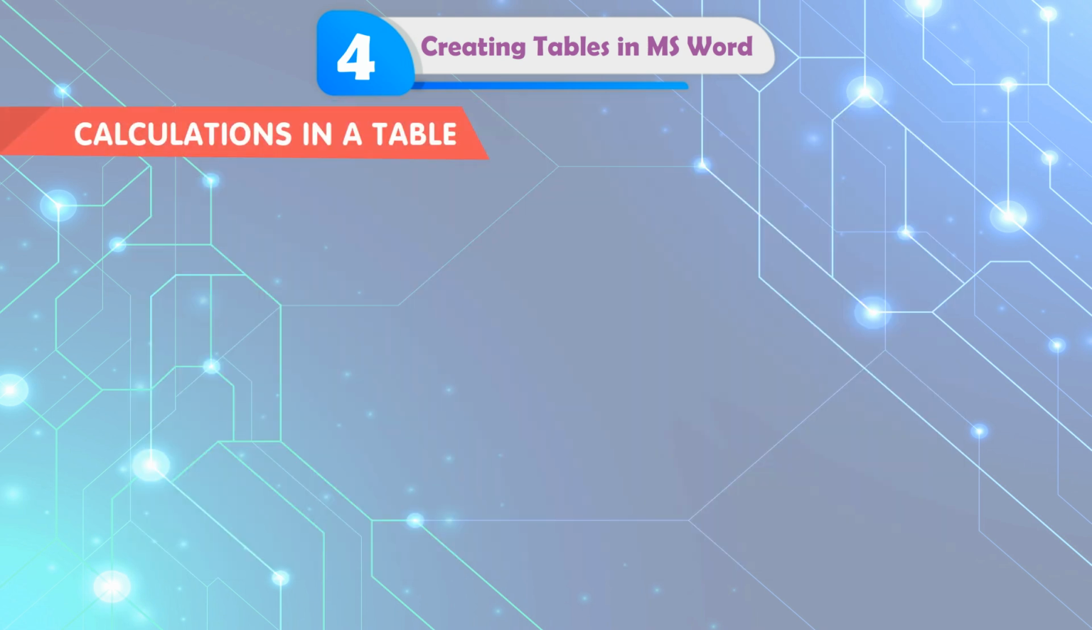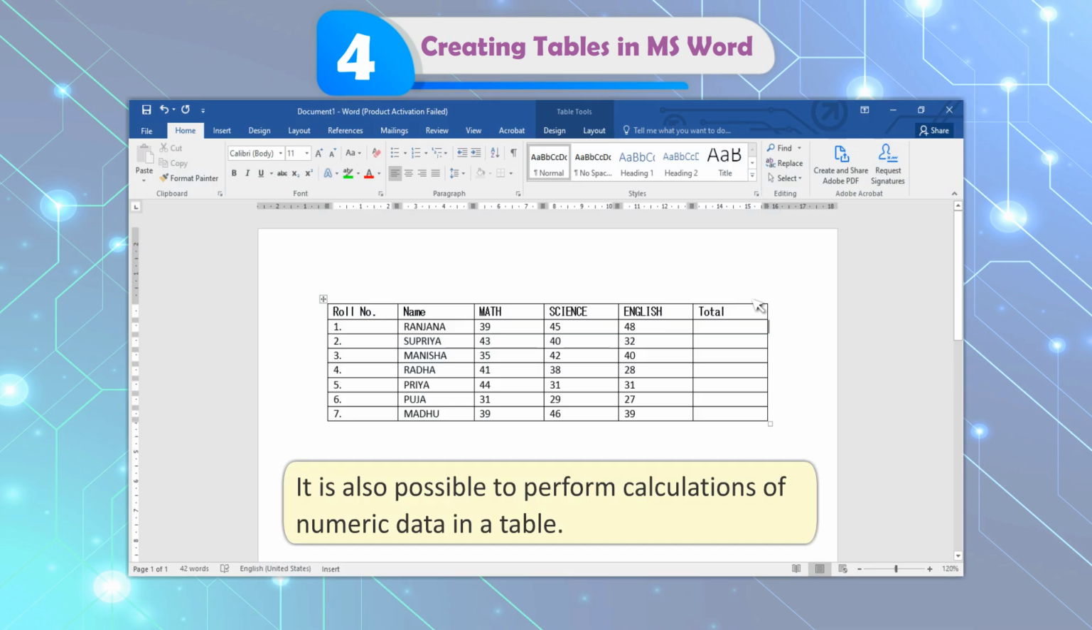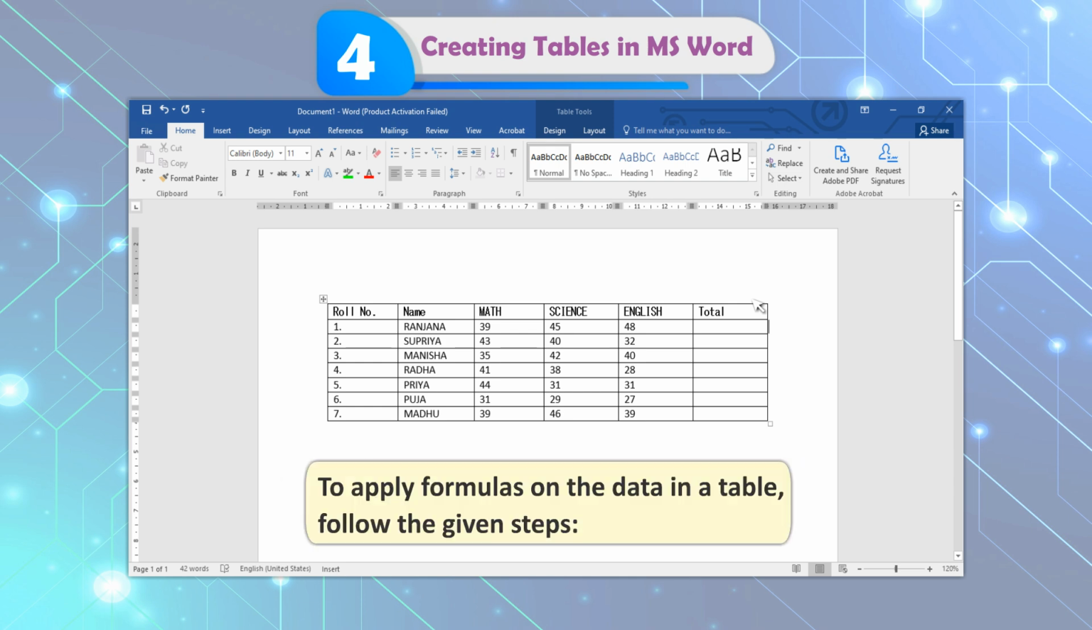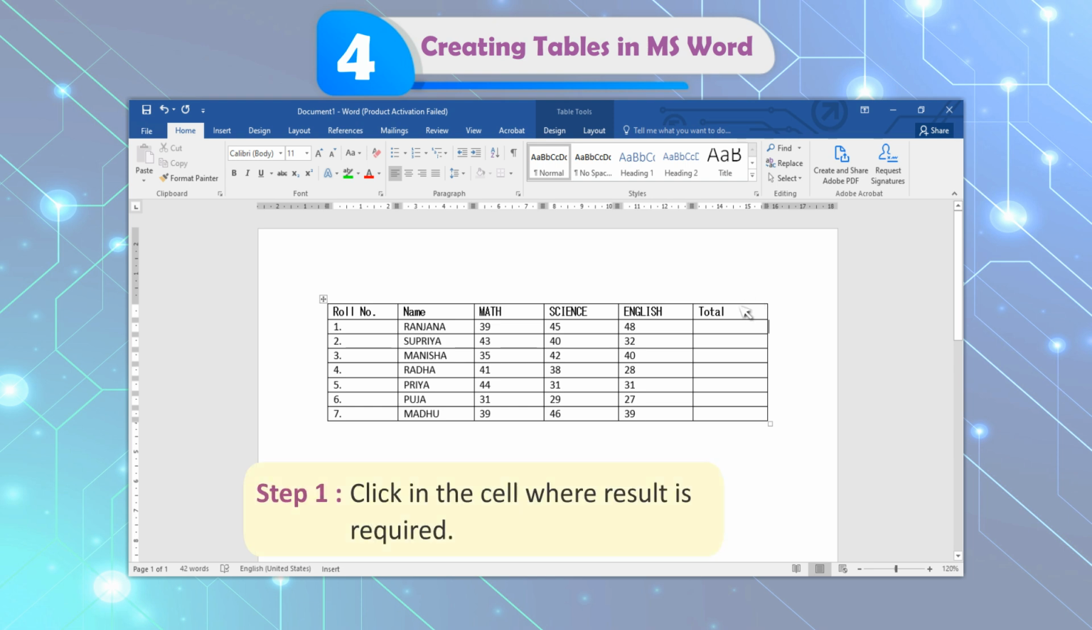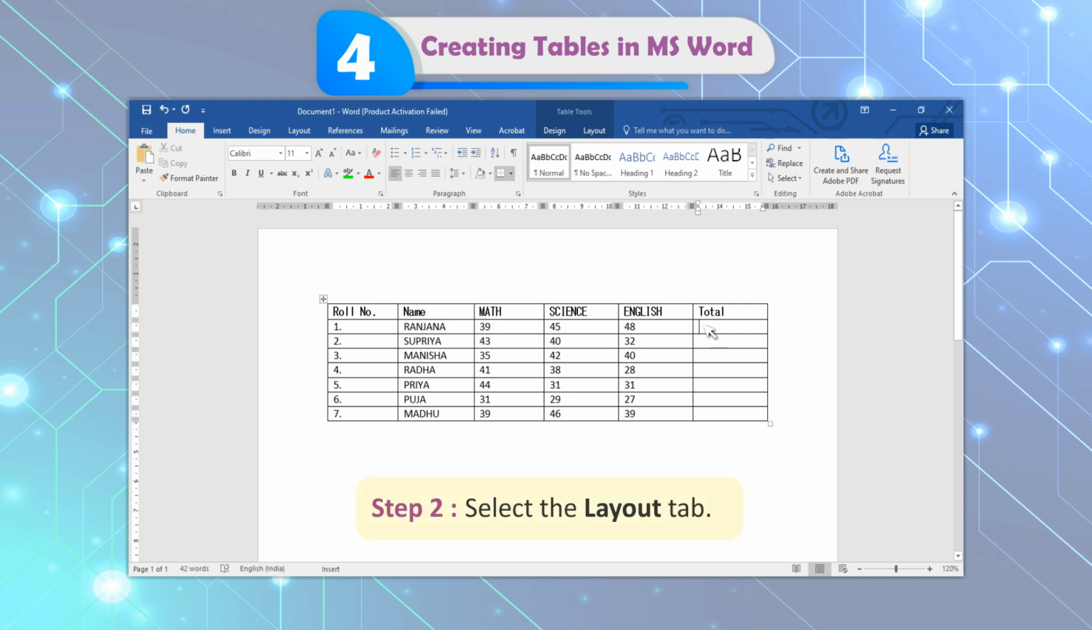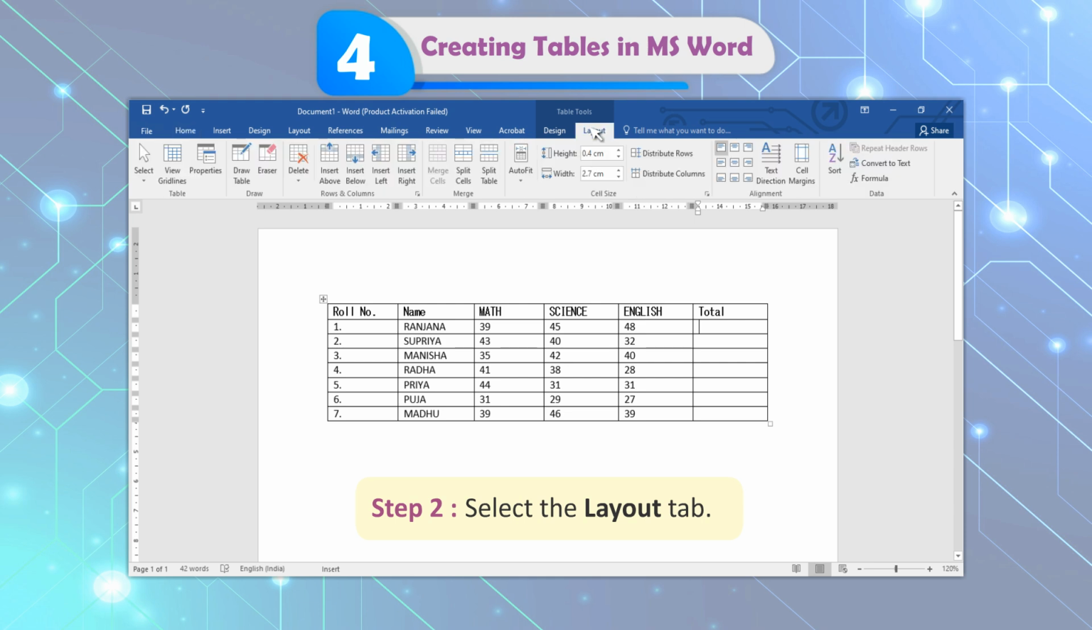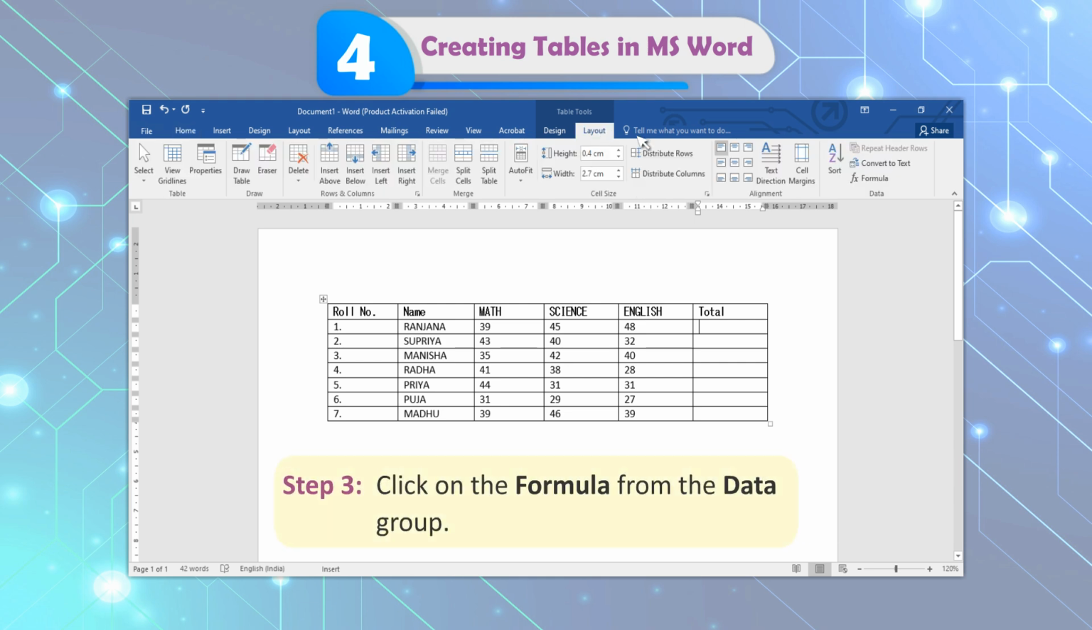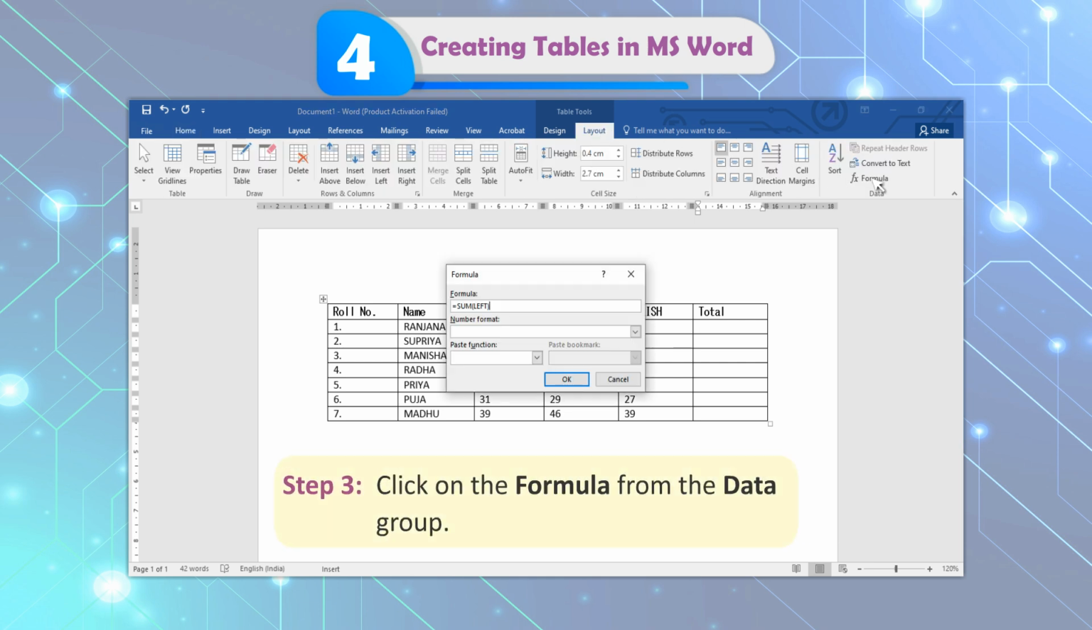Calculations in a table. It is also possible to perform calculations of numeric data in a table. To apply formulas on the data in a table, follow the given steps. Step 1. Click in the cell where result is required. Step 2. Select the Layout tab. Step 3. Click on the formula from the data group.